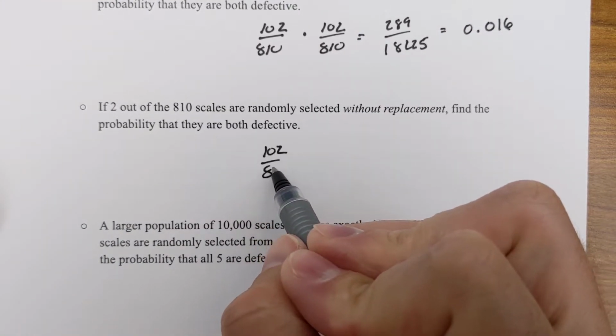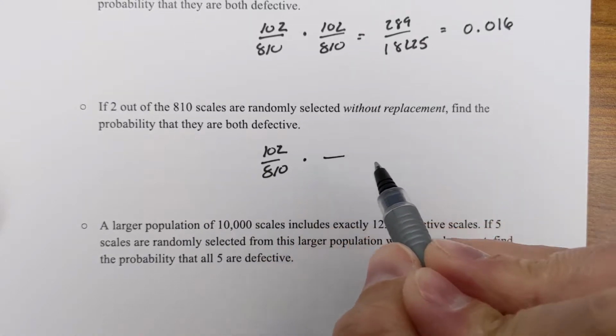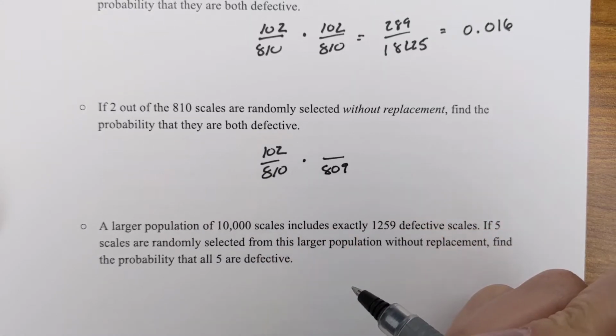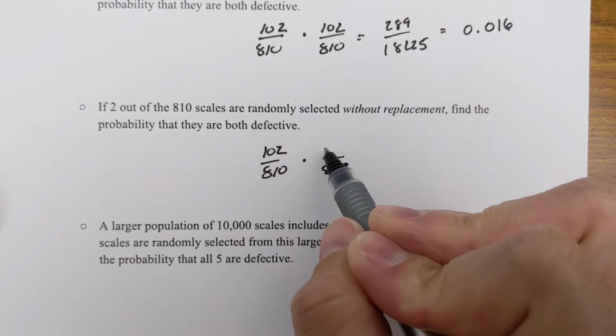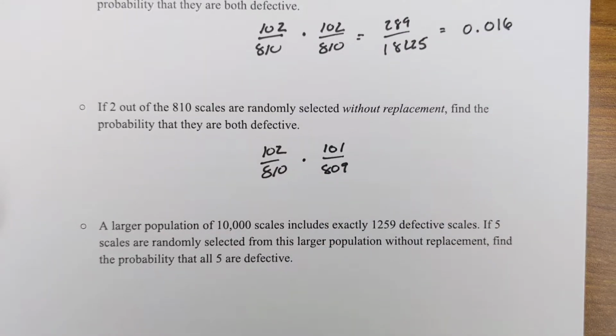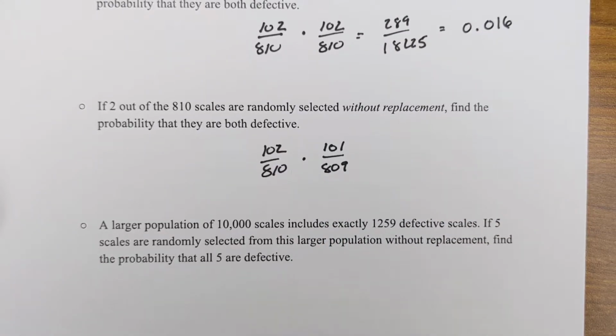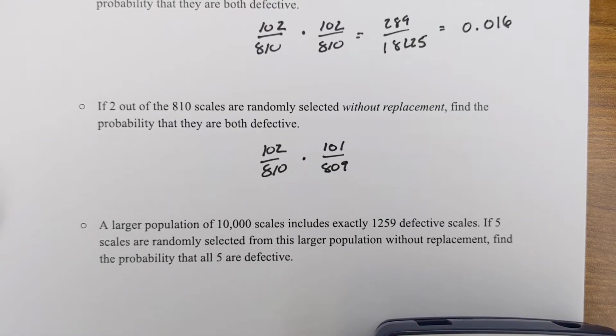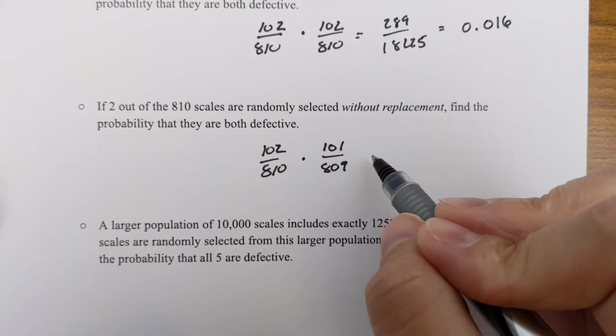Okay, so down here, we're doing it without replacement. So 102 out of 810 to draw the first scale. Now I'll draw the second scale. It's going to be out of 809 because I have one fewer scale to choose from, but I also have one fewer defective to choose from. So I have to be careful about it. So 102 out of 810 times 101 out of 809. Oh, this one doesn't even give me a fraction.